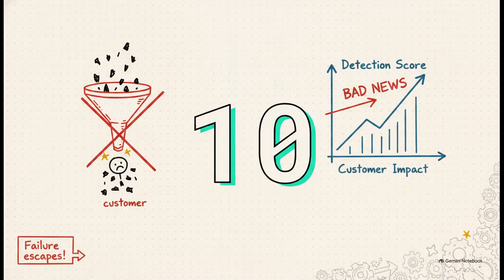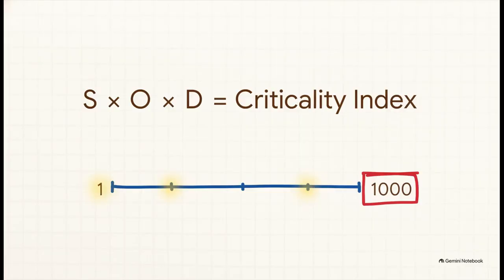Now, this detection score is fascinating because it actually runs backward compared to what you might intuitively expect. You're scoring how likely you are to catch the failure before it escapes. A 10 does not mean perfect detection. Actually, scratch that. A 10 means you would almost certainly miss it. So a high detection score is terrible news because it means the failure is totally invisible until it hits the customer. Next, you just multiply these 3 scores together. Severity times occurrence times detection gives you your criticality index, which runs anywhere from 1 to 1,000.